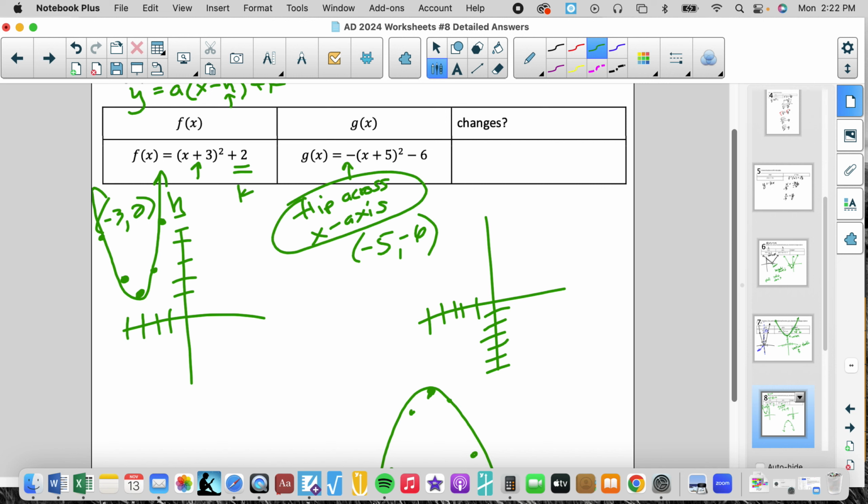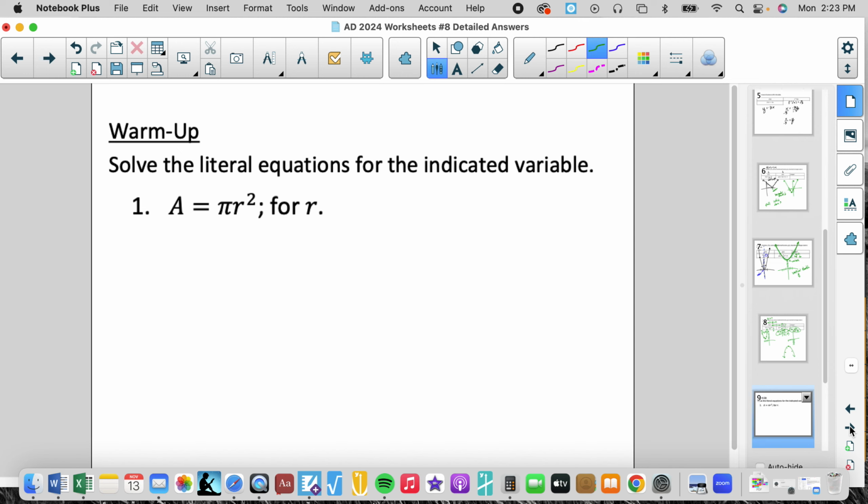So flipped across the x-axis, and we are going to shift it from the original. We went from -3 to -5, so 2 to the left, and we went from +2 to -6 and down 8. So it'll be interesting to see if they want it from this to this, or whether they just want to know where is its position from the origin. So I would assume that it's these two pieces. Again, it'll be interesting.